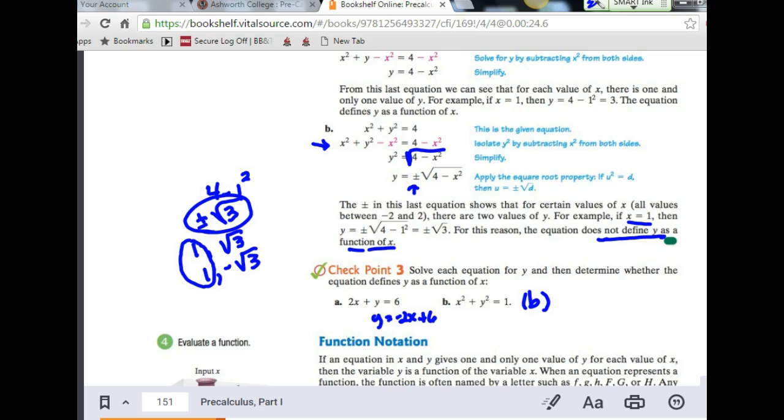So this one does define y as a function of x, and this one does not.